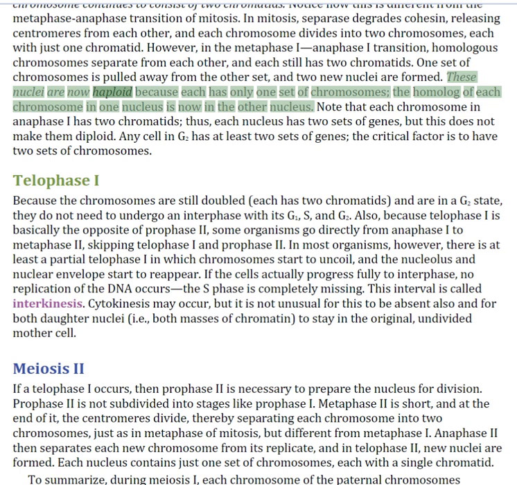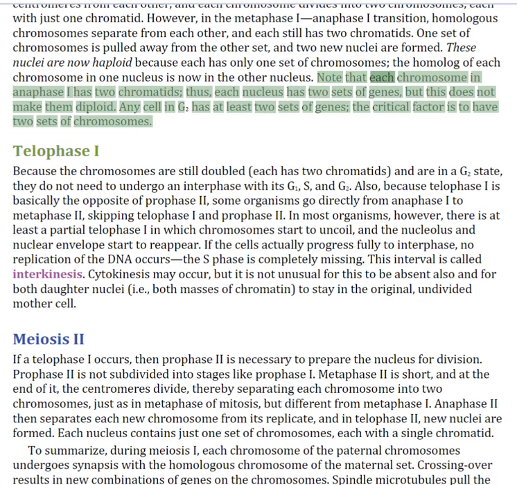These nuclei are now haploid because each has only one set of chromosomes. The homologue of each chromosome in one nucleus is now in the other nucleus. Note that each chromosome in anaphase I has 2 chromatids, thus each nucleus has 2 sets of genes, but this does not make them diploid. Any cell in G2 has at least 2 sets of genes. The critical factor is to have 2 sets of chromosomes.